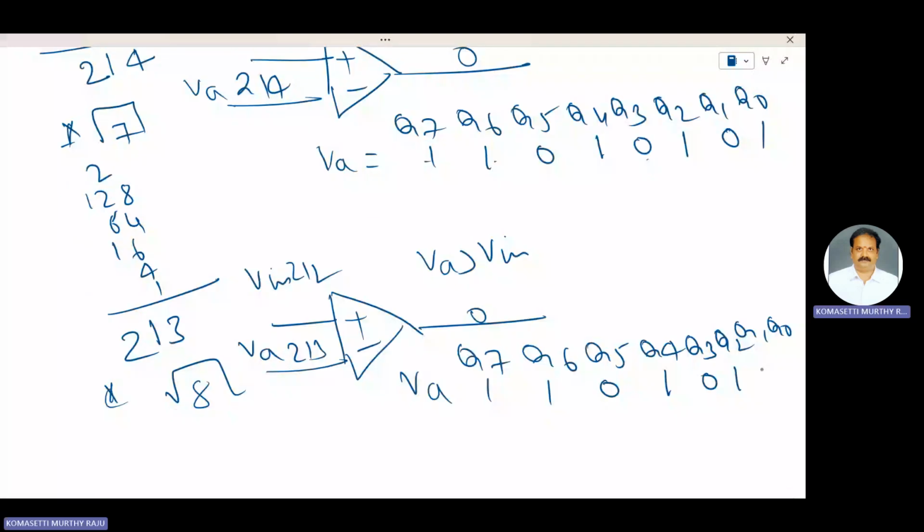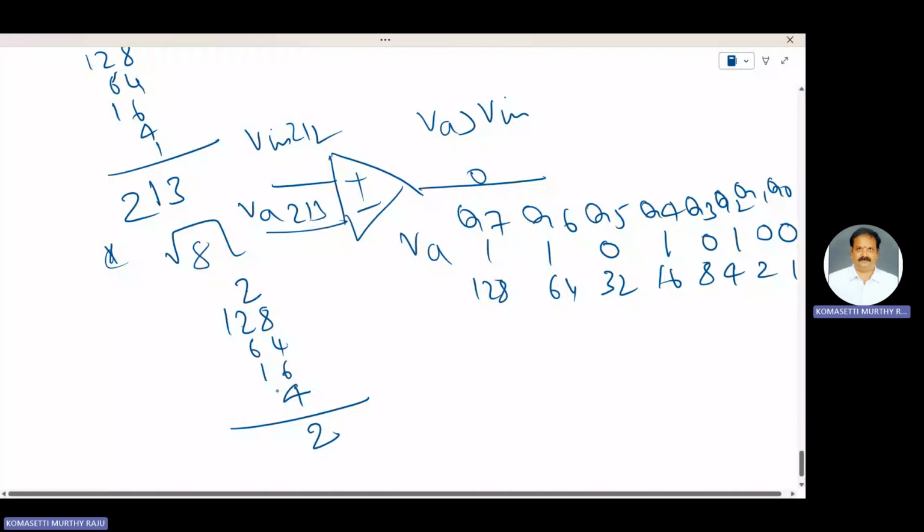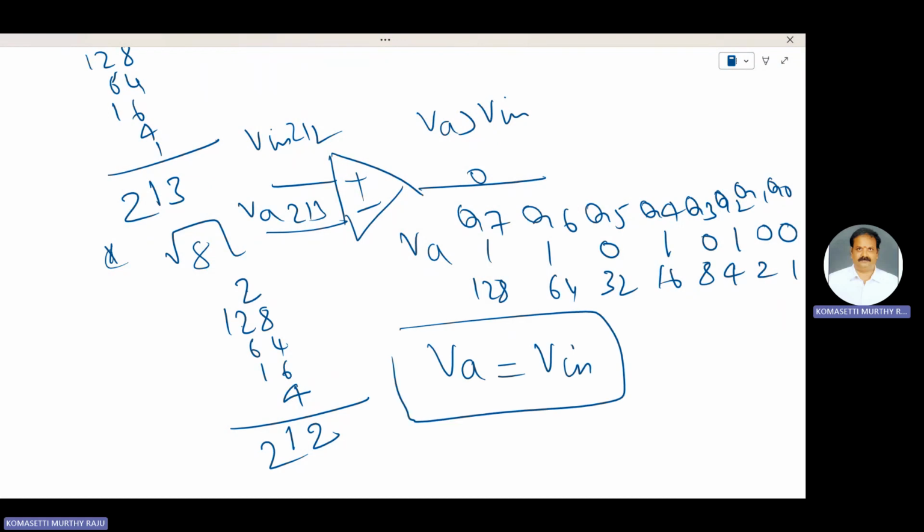Convert this after 8 cycles. This is 1, 2, 4, 8, 16, 32, 64, 128. 128, 64, 16 and 4 gives 212. Therefore, VA after 8 cycles is equal to Vn.